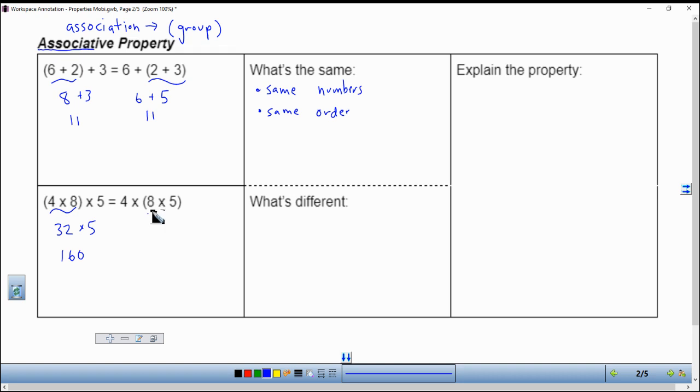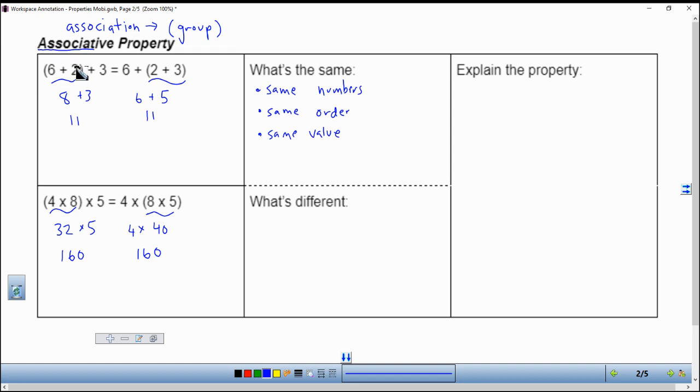And then 8 times 5 is 40. And then 4 times 40 is also 160. So it looks like the two expressions have the same value as well. So what's different? Same value. What's different then? Well, if you look carefully at each one of these, you can see that the numbers are grouped differently. The parentheses have moved from one pair of numbers to another.